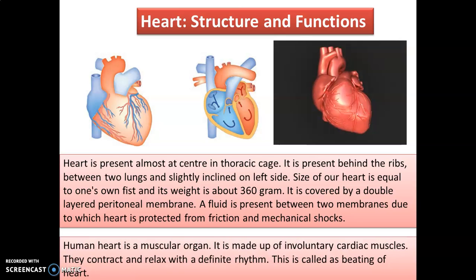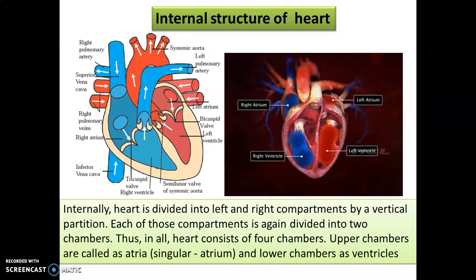Now you all know that our heart is a muscular organ which is made up of involuntary cardiac muscles. Involuntary muscles means the muscles which we cannot control. They contract and relax with a definite rhythm. We know the heartbeat, thak thak thak. This definite rhythm is called the beating of the heart. This diagram will show you the beating of the heart.